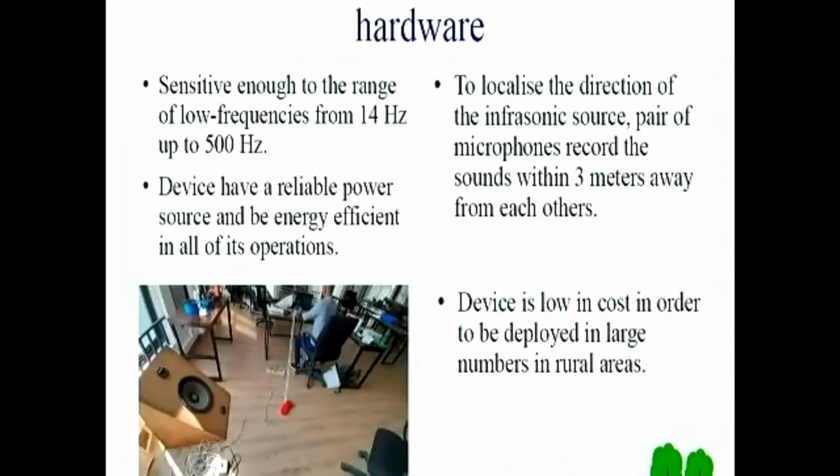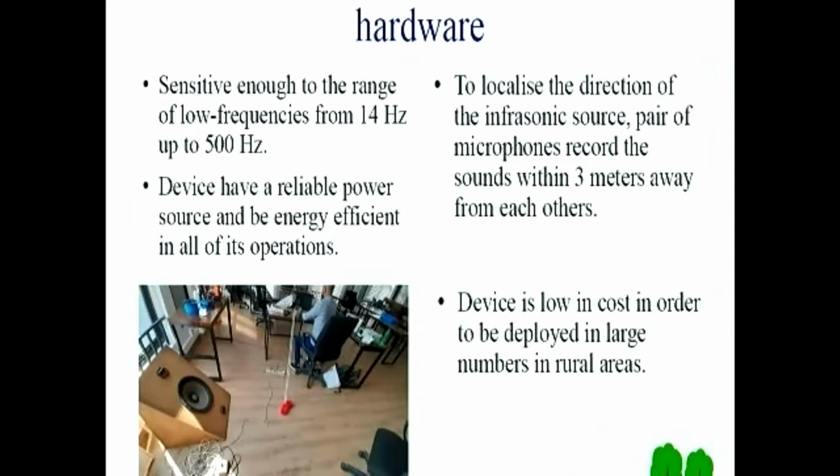In the beginning of designing the ILOC-NG devices, we found that elephants communicate with each other with very low frequencies, starting from 14 hertz up to 500 Hz. There are some other high frequencies, but we are not focusing on them because we focus on the low frequencies since they travel further than the high frequencies. That's the main purpose of this project.